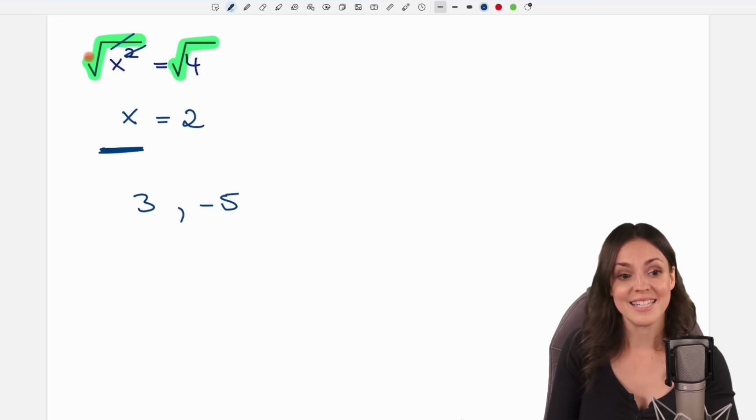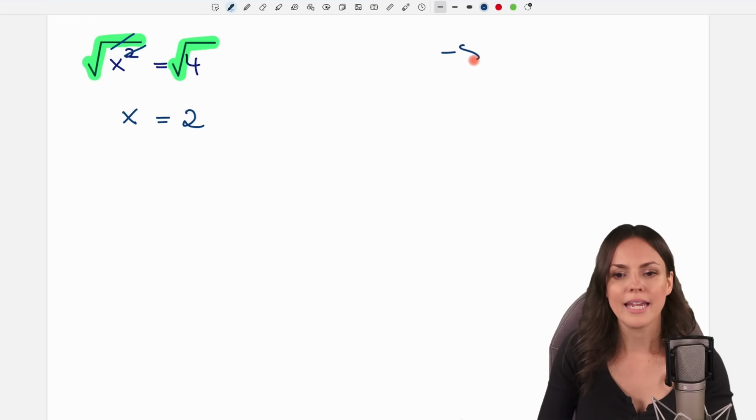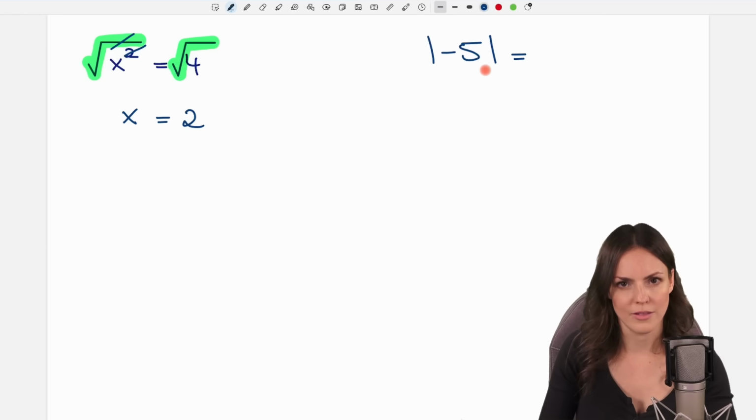And no, it's not possible because the square root of something needs to be positive. So how can we make sure that this on the left side is going to be positive? How can we make a negative number positive? By taking the absolute value of this number.